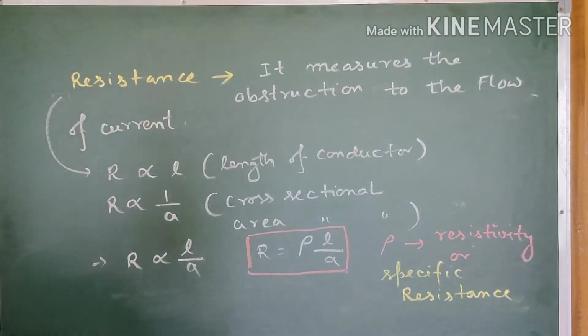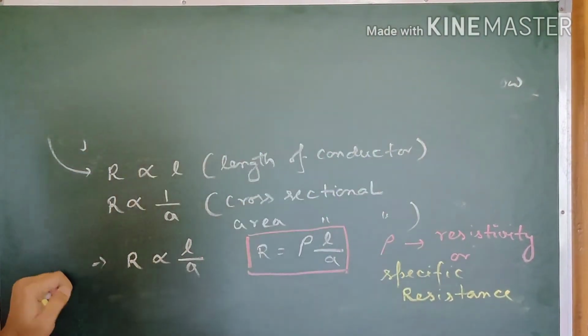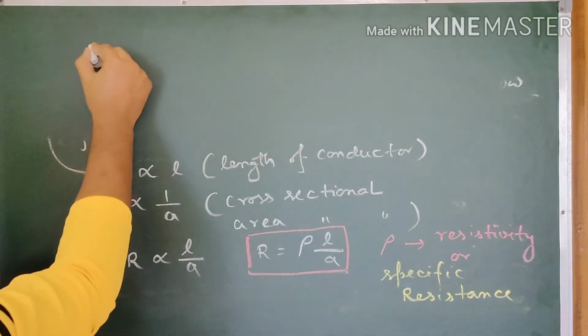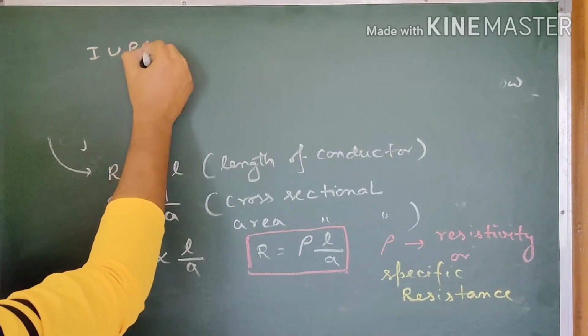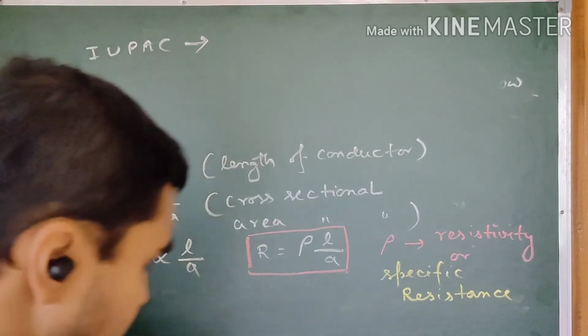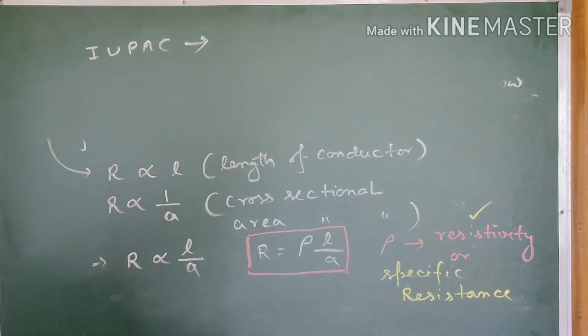Now, since we have mentioned what it is, we should be remembering the fact that IUPAC always recommends the use of the term resistivity over specific resistance. So I believe we will be using this term over specific resistance.